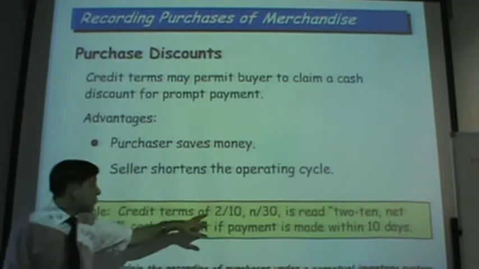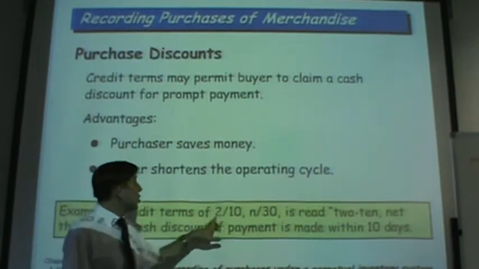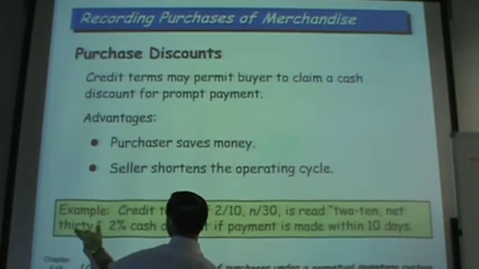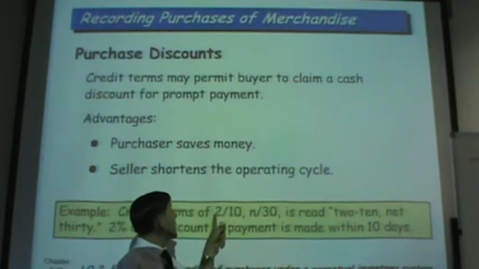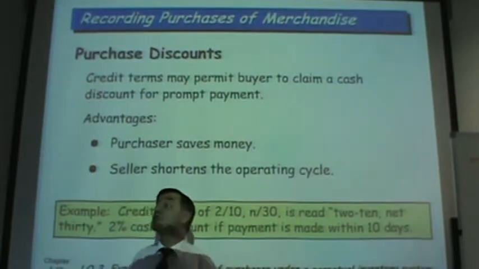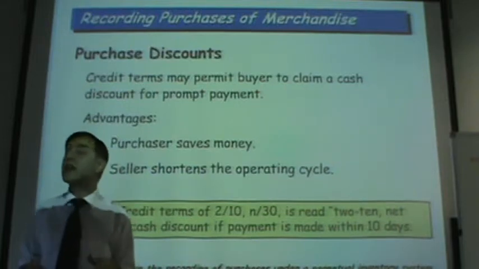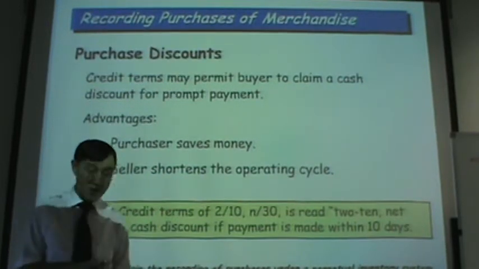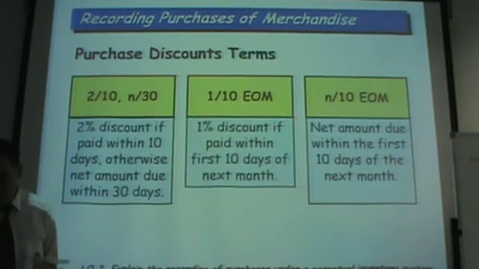So you can get purchase discounts. This one is read 2/10, and then you say net 30. So this is a 2/10 net 30. This is how you read it correctly and properly in English. 2/10 net 30. I already explained this in the previous.